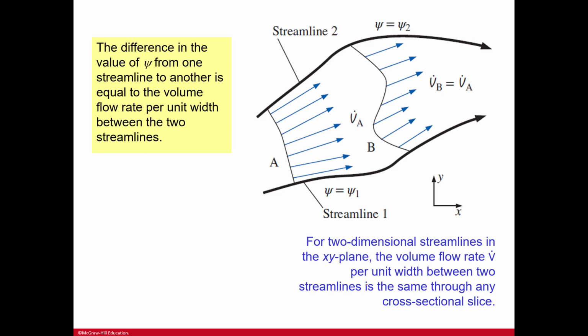So the difference in the value of streamlines from one streamline to another is equal to the volume flow rate per unit width between the two streamlines. You can kind of think of that like length times width, right? It's not exactly, but the difference in the value from one to another, in between these, is equal to the volume flow rate per unit width. So you're taking that on the XY axis.